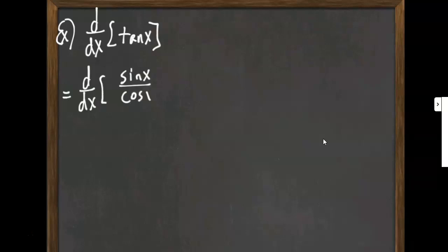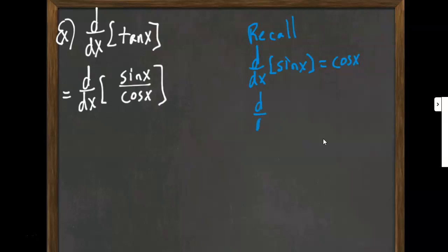Now that we have the quotient rule, we can rewrite tangent x as sine x over cosine x. So the derivative of tangent is really just a quotient. And for that problem, we need to remember that the derivative of sine x is cosine x, and the derivative of cosine is negative sine.